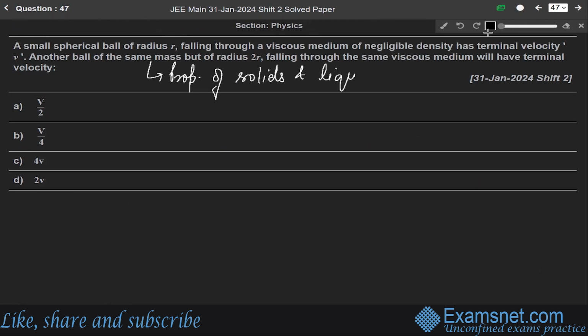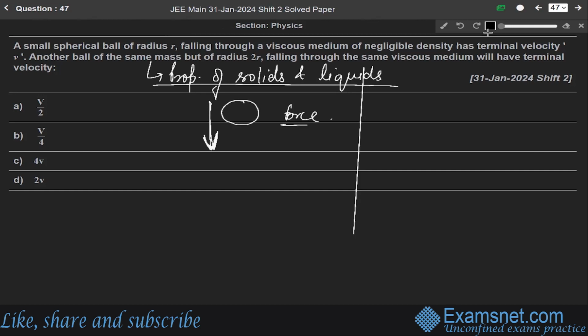Let us first understand what is meant by terminal velocity. For example, let us take the case of a raindrop. Let us say this is a raindrop. When it falls under the action of gravity, it has some acceleration. As the velocity increases in the downward direction, the retarding force also increases.